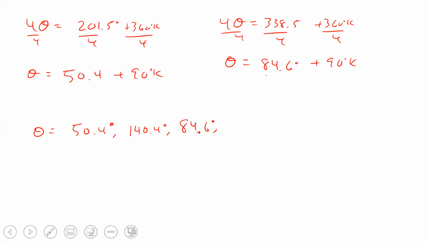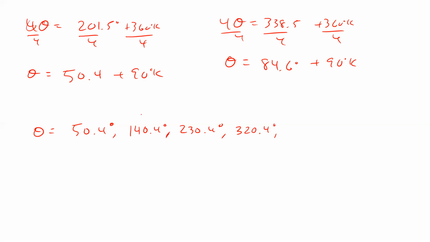Sure, 84.6 plus the 90. And 50.4 plus 180. Oh, that's right. Sorry, I need to do 4 of these, because I'm at 4. Plus 180, go ahead. 230.4. And then another 90. 320. Yeah, that's what I got. Okay, cool. And then another 90. 1, 2, 3, 4. That's it.